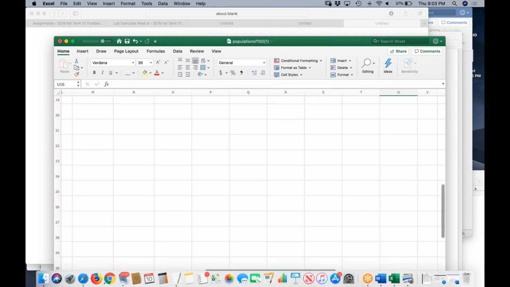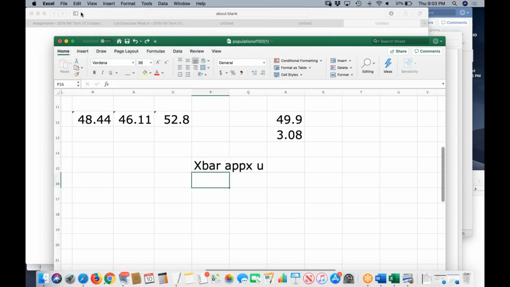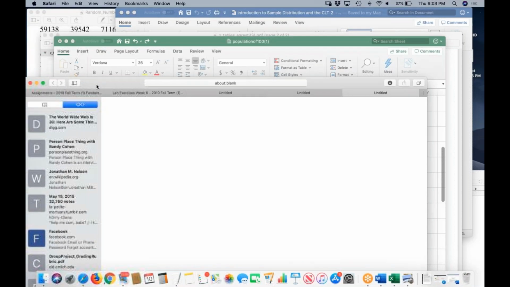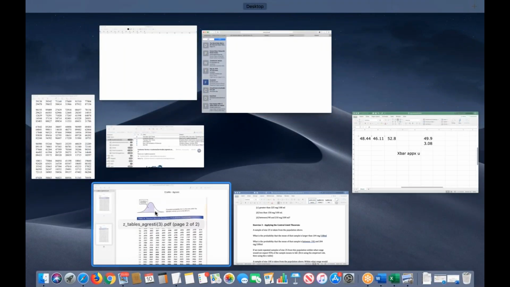You would just look at it from the mean, and then take the portion to the left and the portion to the right and add those two. Well, the problem with that is that the z-table will not give you the area to the right. It only gives you the area to the left.